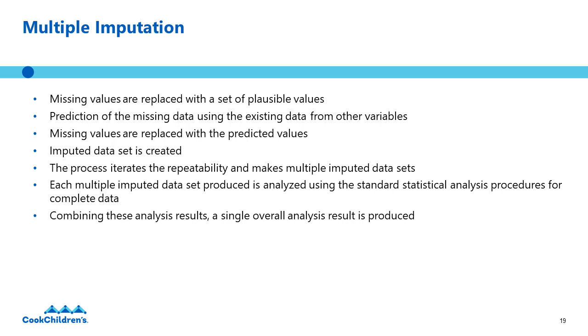Each multiple imputed data set produced is then analyzed using the standard statistical analysis procedures for complete data and gives multiple analysis results. Subsequently, by combining these analyses, a single overall analysis result is produced. The benefit of multiple imputation is that in addition to restoring the natural variability of the missing values, it incorporates the uncertainty due to the missing data, which results in a valid statistical inference. Restoring the natural variability of the missing data can be achieved by replacing the missing data with the imputed values, which are predicted using variables correlated with the missing data.